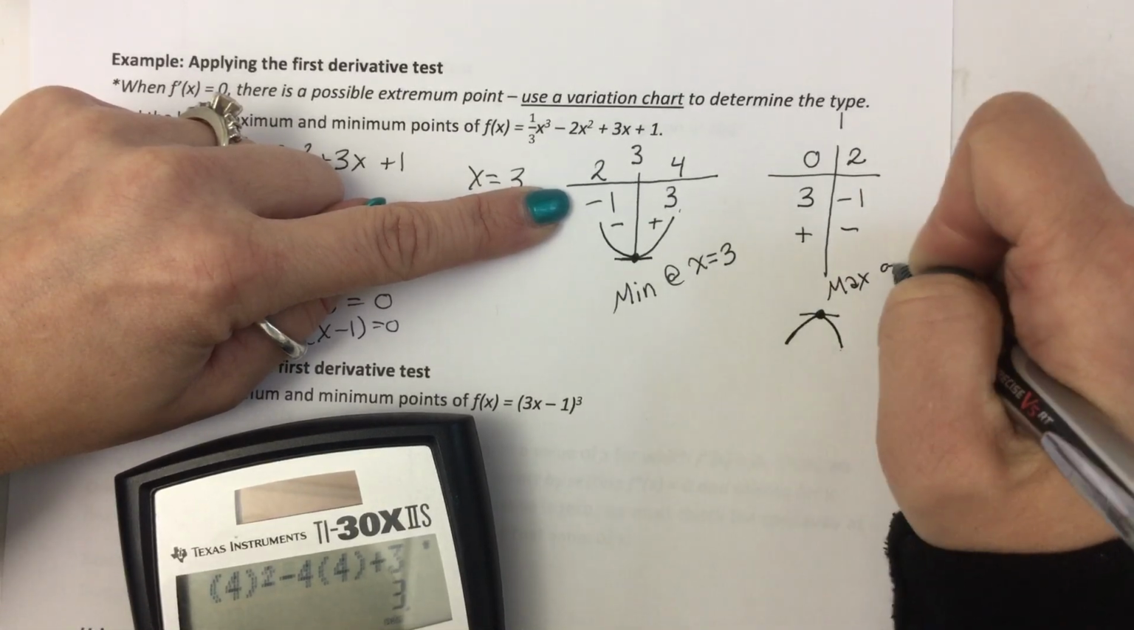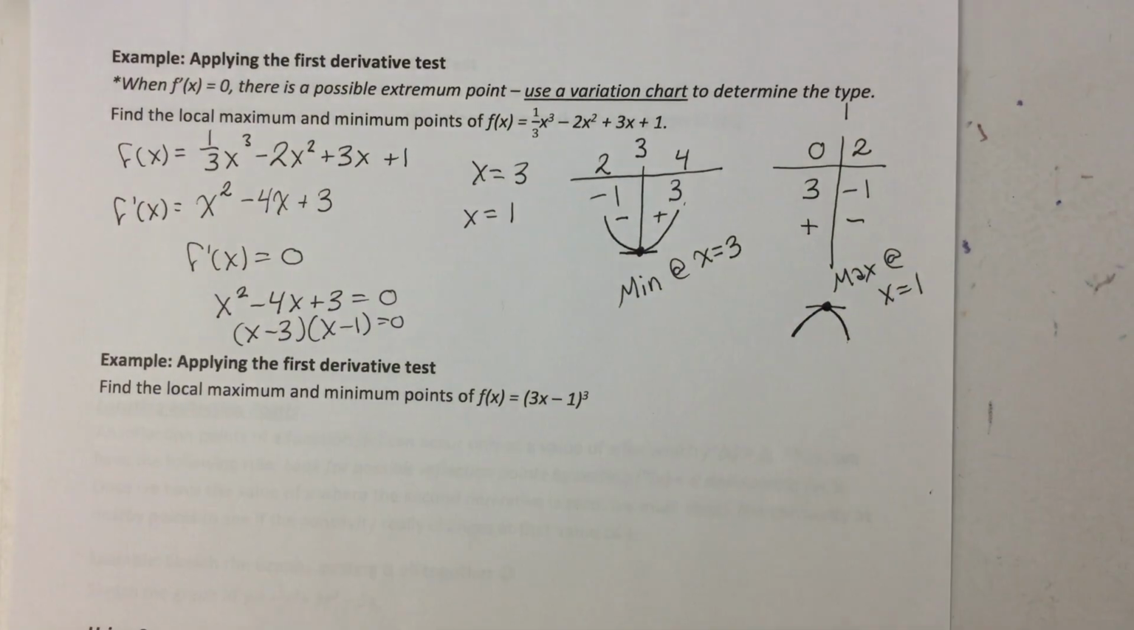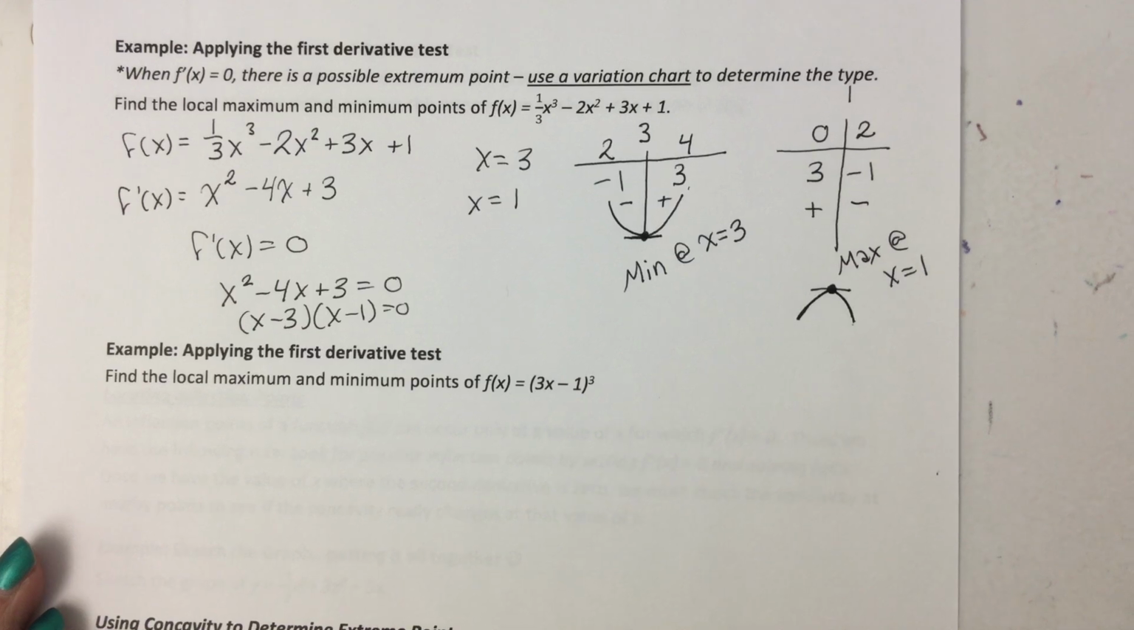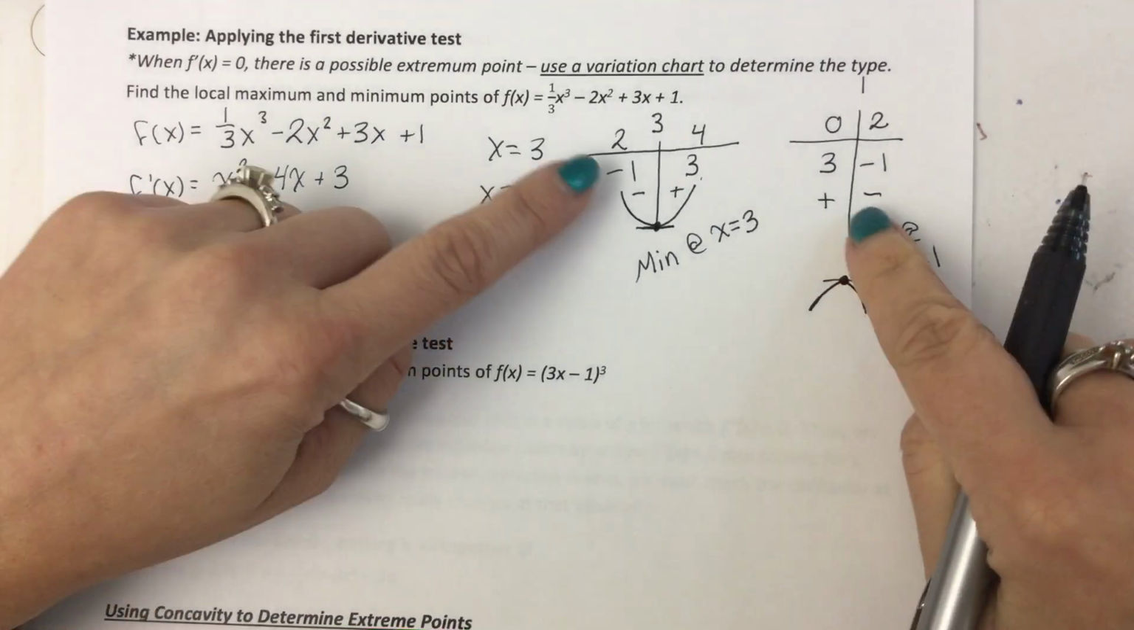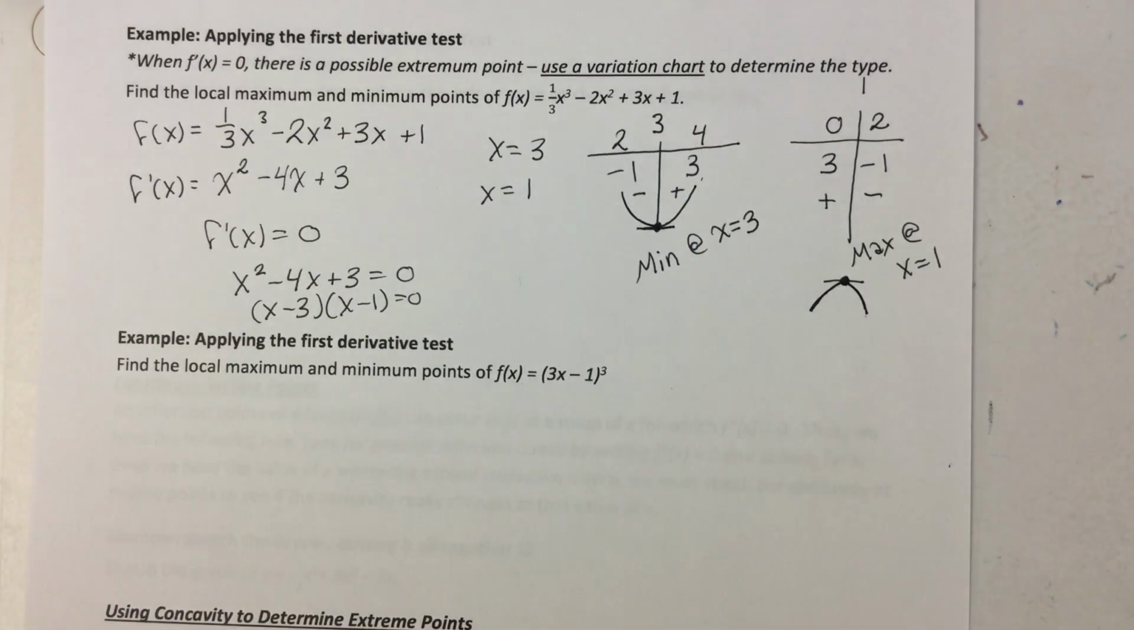So we have a maximum at x equals 1. Now here's the deal. We know that we have a maximum. We know we have a minimum. This is what a little variation chart looks like. It almost looks like an XY table, but what you're doing is testing points to the left and the right of where you know the slope is 0.